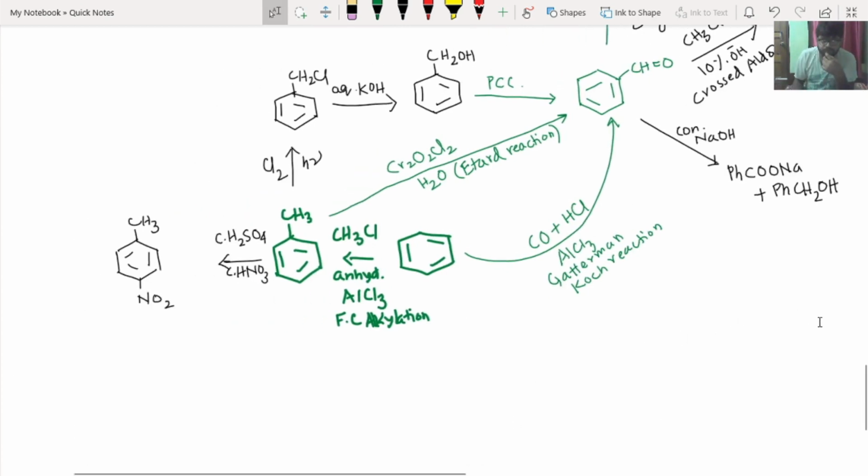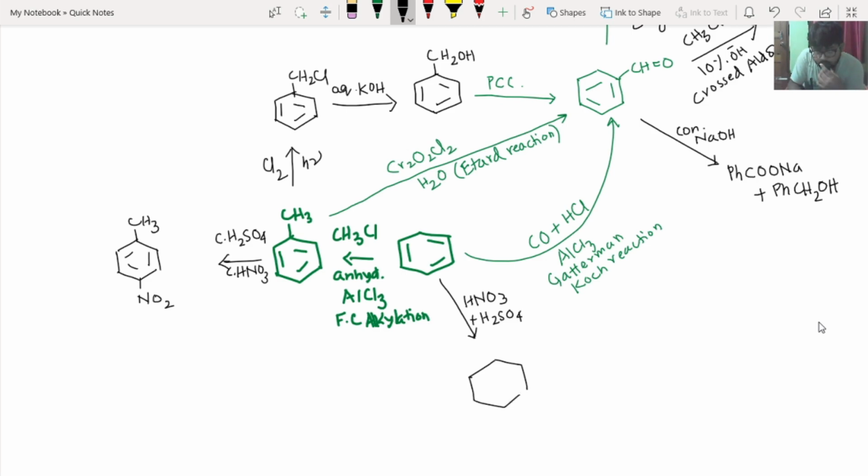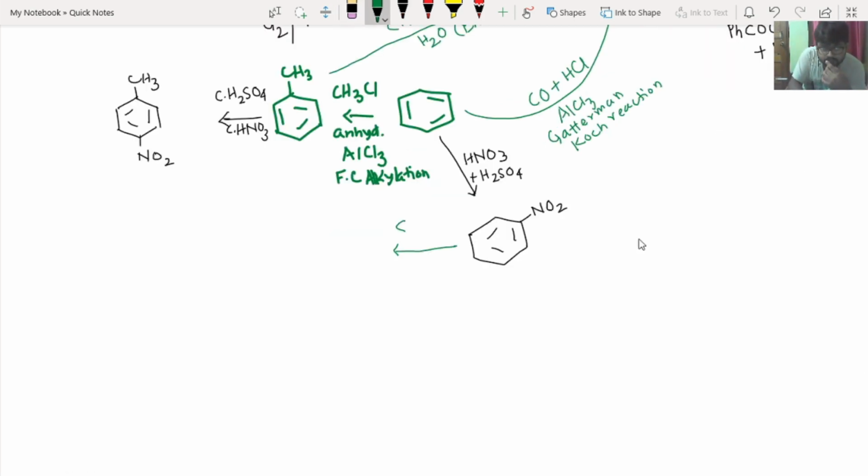And if you see, benzene can be converted into nitrobenzene by simple nitration with nitric acid and sulfuric acid. Okay, that is mixed acid. So what are we going to get? We are going to get nitrobenzene, and nitrobenzene looks like this. Now this nitrobenzene can be converted into aniline simply by adding tin in HCl. So this will be converted into aniline.